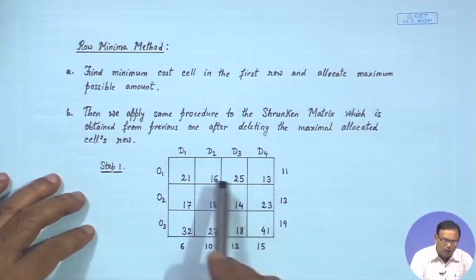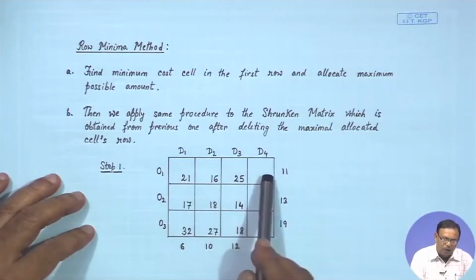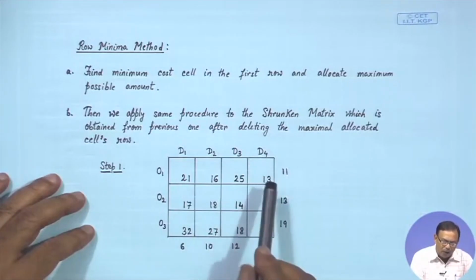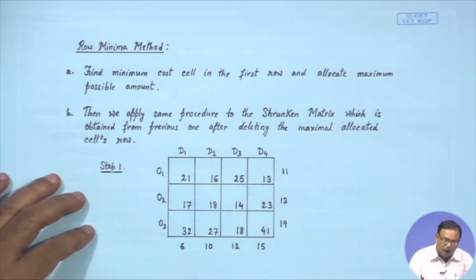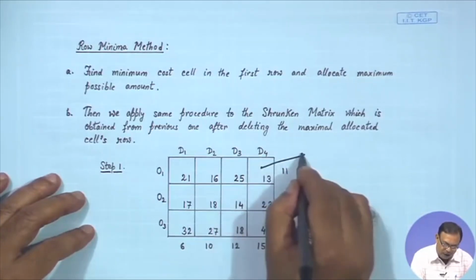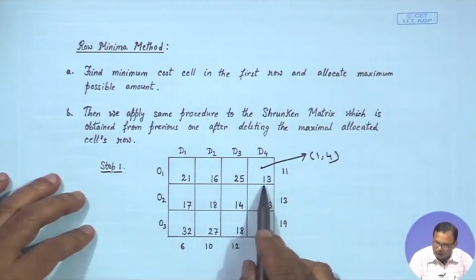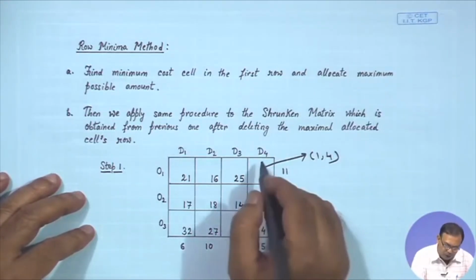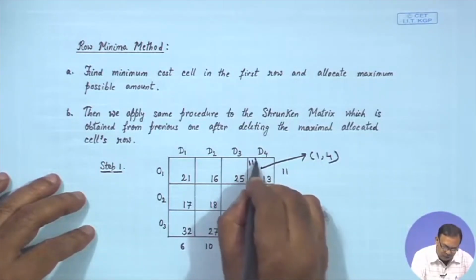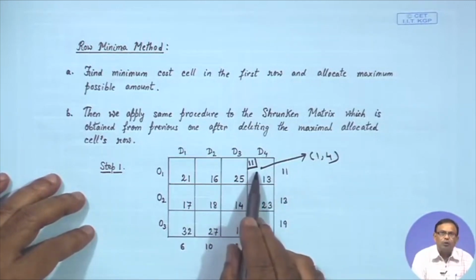So, according to the row minima method, what do you do? First you choose the first row. In the first row, I am finding that this cell, that is cell 1 comma 4, has the minimum value. So, what you will do? You will allocate 11 to this particular cell.